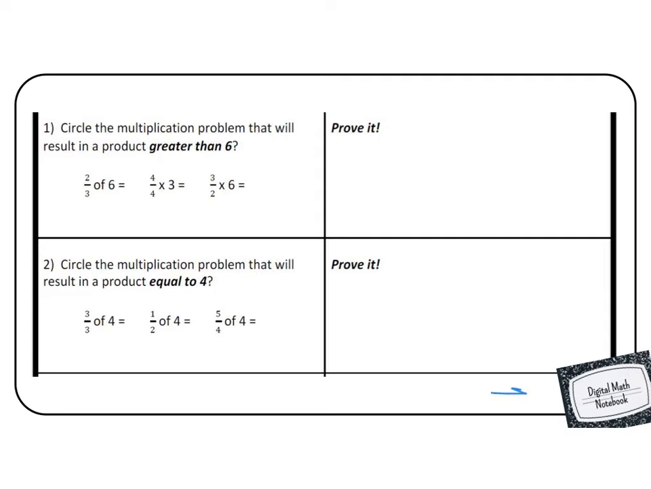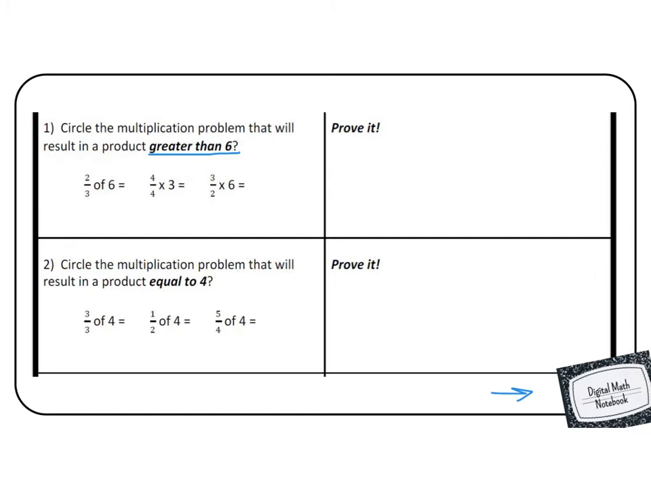All right, friends, this is in your digital math notebook. So remember that you're not just watching now. You need to be typing along and completing the problems with me. Our first problem says circle the multiplication problem that will result in a product greater than 6. So our product needs to get larger, which means that we need to look for a fraction that is greater than 1. So our first example, 2/3.